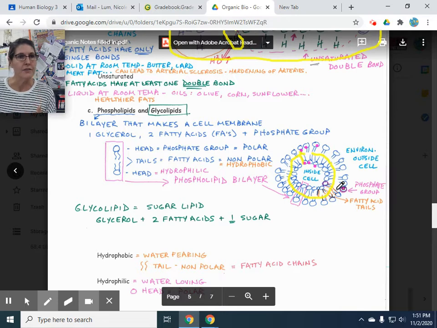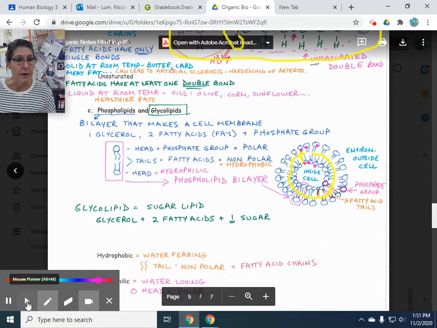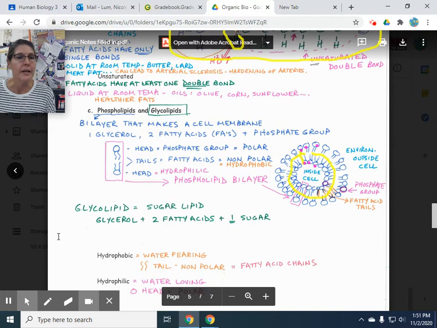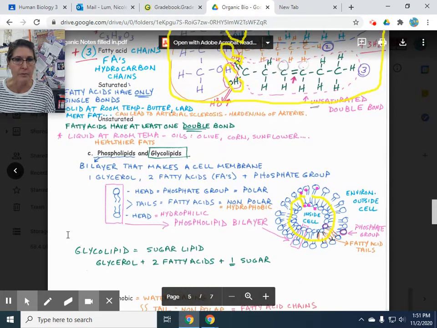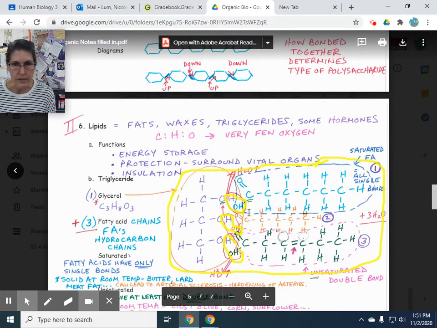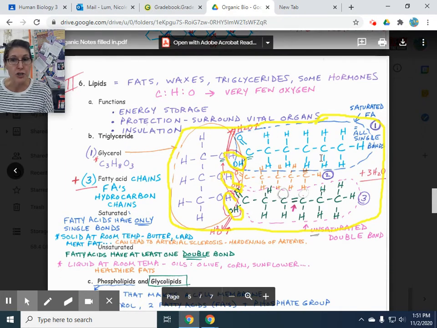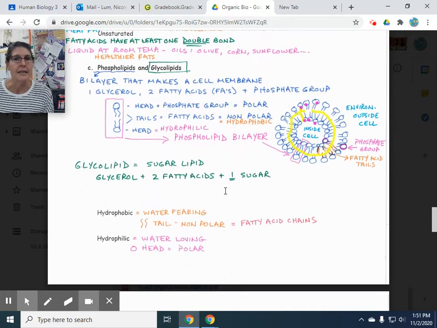I've created that phospholipid just by taking off one of my fatty acid chains and putting a phosphate group there instead. I can do the same thing with a glycolipid instead of a phospholipid. Let's keep our glycerol. Let's keep two fatty acid chains. And instead of this third one, instead of putting a phosphate group there, let's put a sugar there. So if I have glycerol, two fatty acid chains, and now a sugar grouping, that is going to give me what is known as a glycolipid.